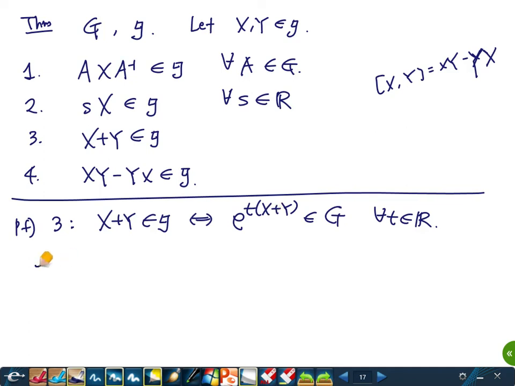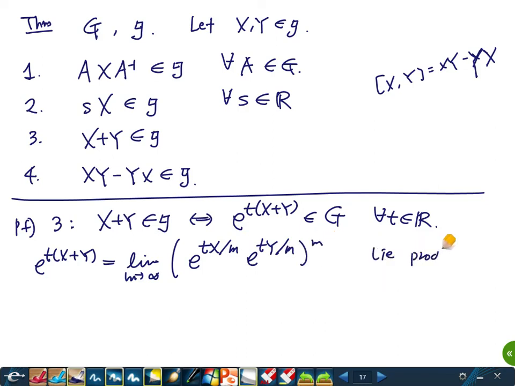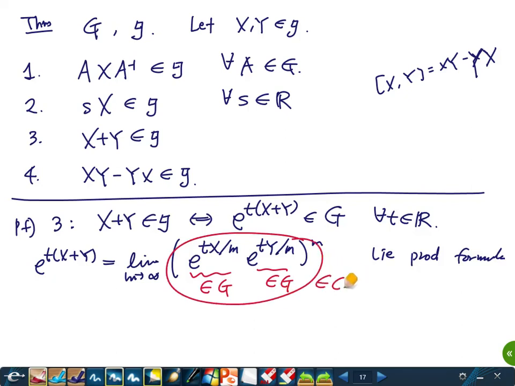But we know this nice theorem called the Lie product formula, if you remember. The limit as m approaches infinity of e to the tX over m times e to the tY over m, all to the power m. This is Lie's product formula. Do you remember? We learned this early in this course. This part is in G, because X is in this Lie algebra. This is also in G. So their product must be in G, and their mth power must be in G. So everything here is in G. But then we take the limit. The limit must be in G.